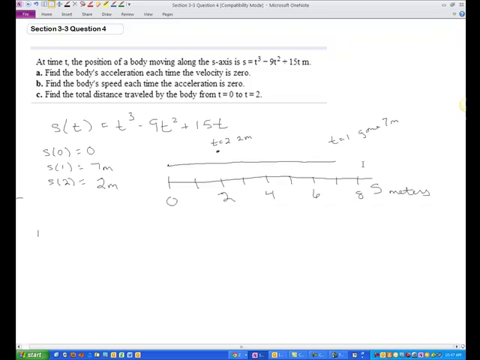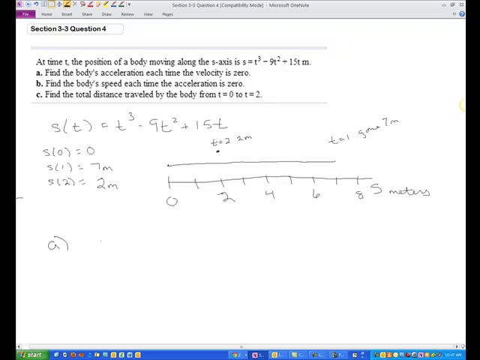At the moment that you change velocity or change direction, the velocity is going to be 0. So the question is, find the body's acceleration each time the velocity is 0. This is also going to help us understand where we change direction, and at what point the velocity is 0 is something we're going to be able to figure out from that first question.